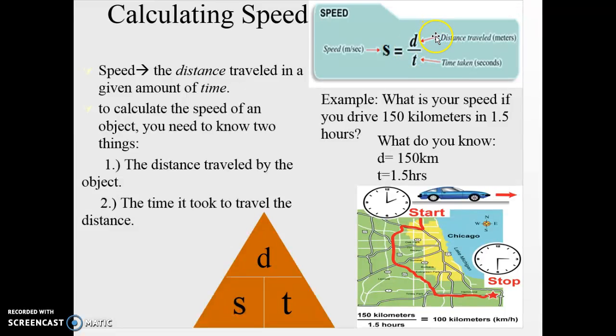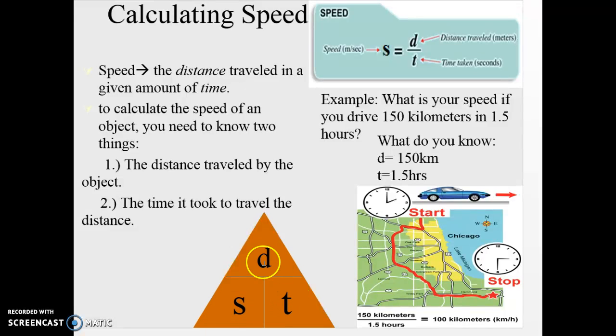You should be able to algebraically manipulate this formula around to solve for the distance or to solve for the time. If you cannot do that, here's the triangle. The triangle is going to help you figure out what the formula is. So again, you cover up what you're looking for. Let's say I'm looking for speed. So I cover up speed and I'm left with distance over time, distance divided by time. If I want to solve for time, I'm left with distance over speed, so my formula would be distance divided by speed. If I want to solve for the distance, I have speed right next to time, so speed times time.